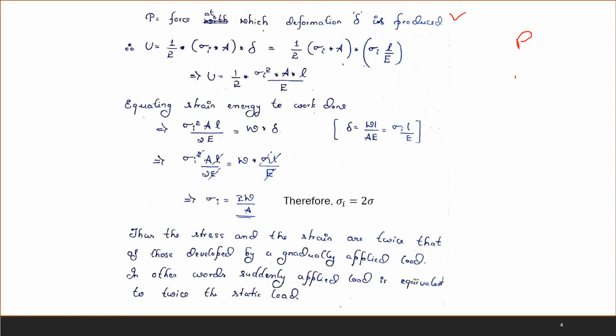Now, if I denote sigma I as impact stress, impact stress is nothing but load by area, isn't it? Therefore, load P, I can rewrite as impact stress into area. Now, this is what is shown here. Instead of P here, I have written sigma I into A. This is still the strain energy, half into sigma I into A into delta.